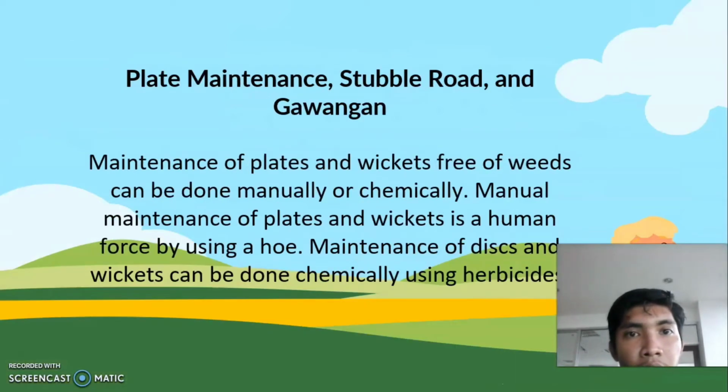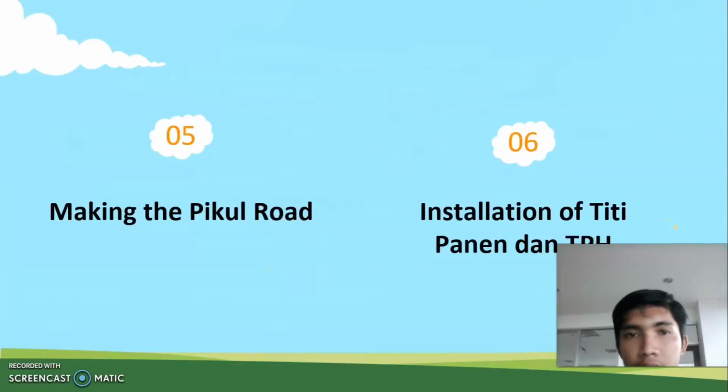Work four, plant maintenance, stable root, and weeding. Maintenance of plants and weeds can be done manually or chemically. Manual maintenance of plants and weeds is done by humans, while chemical maintenance of plants and weeds can be done using herbicides. Work five, making the figures.